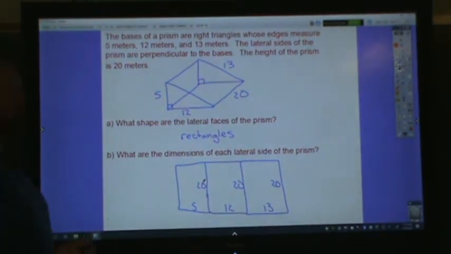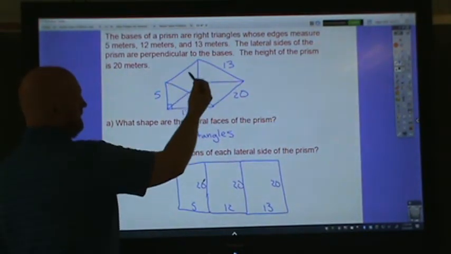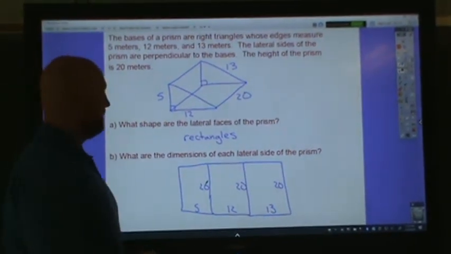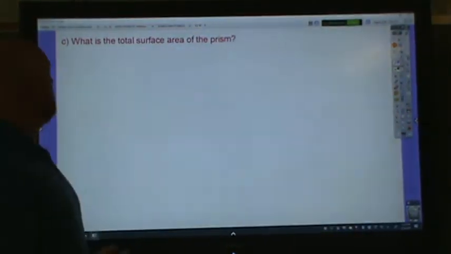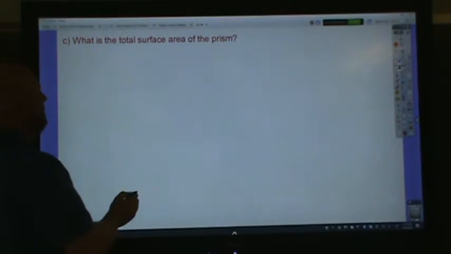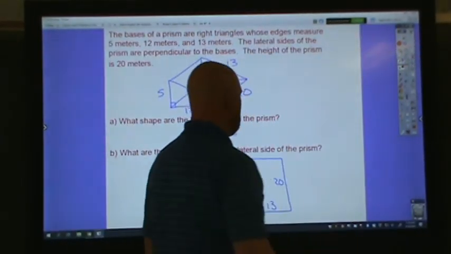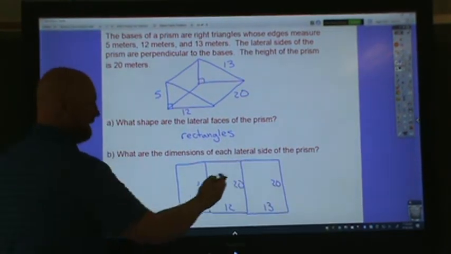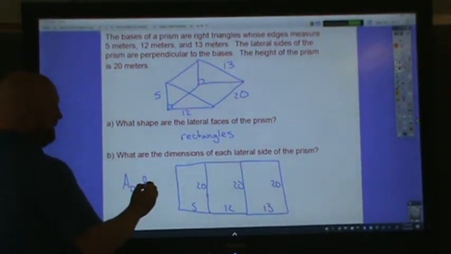Remember, the lateral sides are the sides that are not the bases. So these triangles are the bases. The other surfaces are the lateral surfaces. What's the total surface area of the prism? Well, to get the total surface area, I need the area of all the surfaces. So I might start by finding the area of these 3 rectangles. The area of a rectangle is equal to length times width.